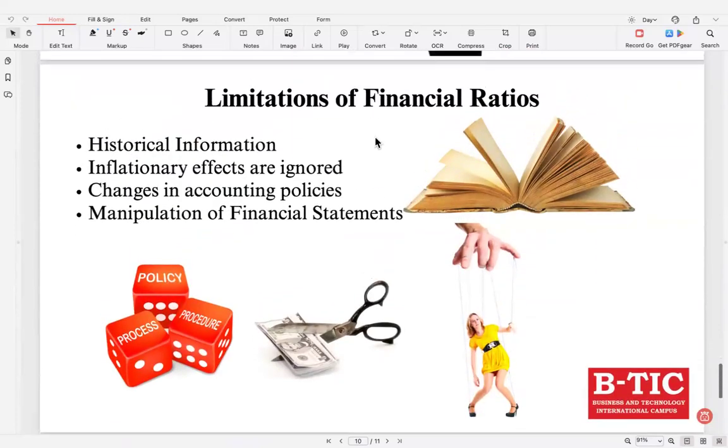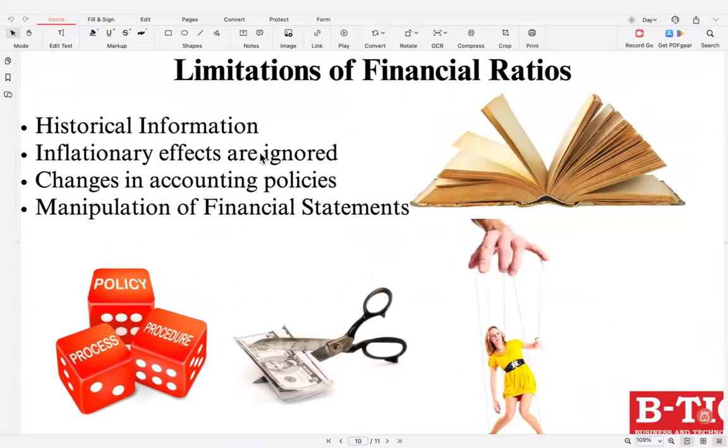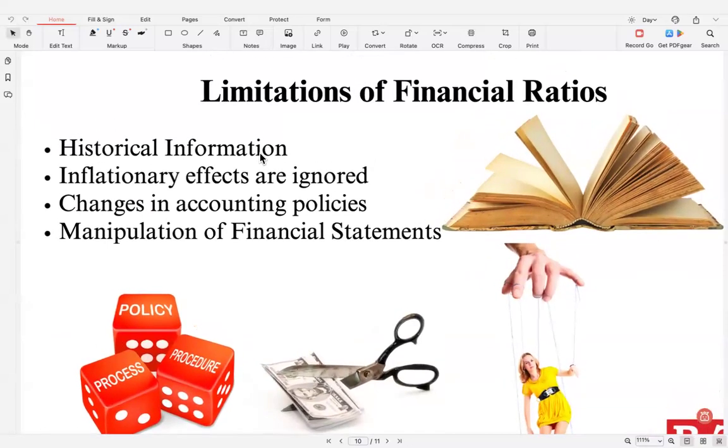Then we went through the limitations of financial ratios. We said we're using historical information. You know that we use the annual reports, so these are results that have already happened. So we used historical information, which may not consider certain aspects of the other financial data. Next, inflationary effects are ignored.